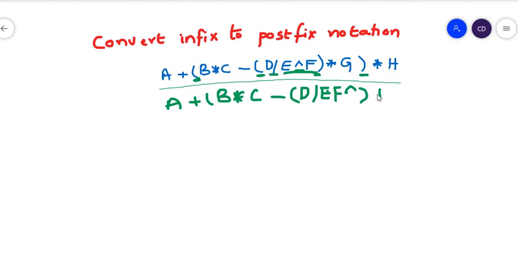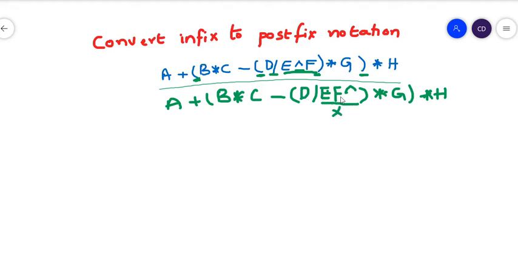You can take the remaining things as usual: g, and then multiplication with h. Now here I need to evaluate this one, so that I don't get confused. I can represent this EF exponential with x. So instead of EF exponential, I take x here. Now it will be d divided by x.